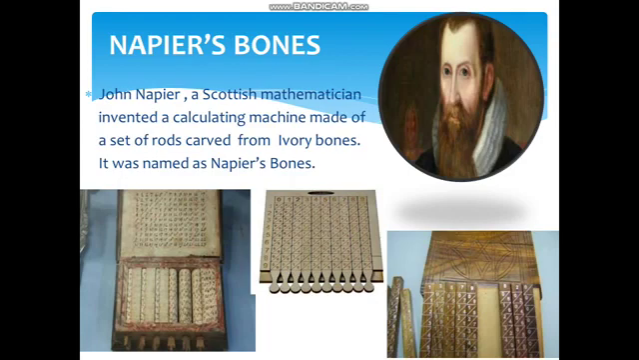Again you can see another machine that is called Napier's Bones. A Scottish mathematician, John Napier, invented this machine. It is made up of rods carved from ivory bones. It was named Napier's Bones along with the inventor's name, John Napier. And this was also used for mathematical calculations, addition, subtraction, etc.